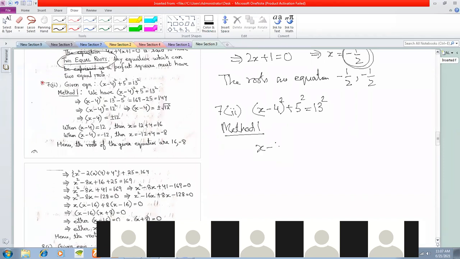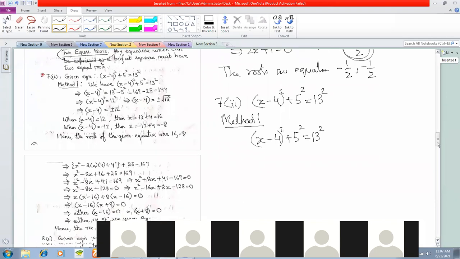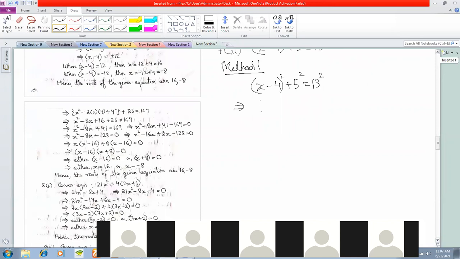They have (x minus 4) whole square plus 5 square is equal to 13 square. So what you do is you keep (x minus 4) whole square on the left hand side. You take 5 square on the other side. Let me write this as 25 first, then I'll take it on the other side. Equal to 169. So now (x minus 4) whole square is equal to 169 minus 25. That means (x minus 4) whole square is equal to 144.